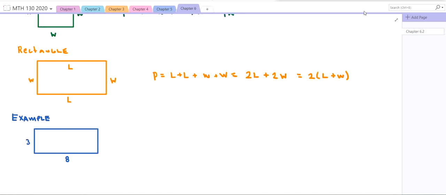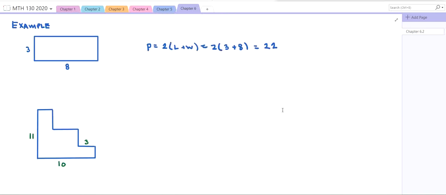For example, let's try a rectangle. Find the perimeter of this rectangle. Well, we're only given 2 values here, but we know that this side is the same as this side, and this length is the same as this length. So this is 2 times length plus width equals 2 times 3 plus 8, which equals 22.